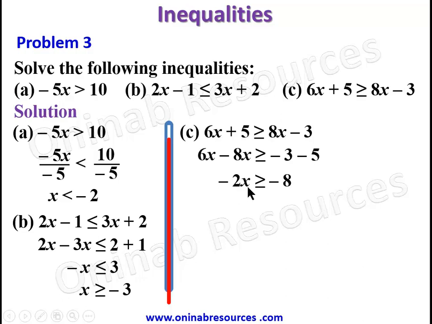So dividing both sides again by negative 2, we have negative 2x divided by negative 2. This sign will be reversed, so it becomes less than or equal to negative 8 divided by negative 2. So here on the left hand side, we'll be left with x less than or equal to, the negative here we cancel the negative, so 8 divided by 2 gives 4. We have x is less than or equal to 4. So we are done with problem 3. We go to problem 4.